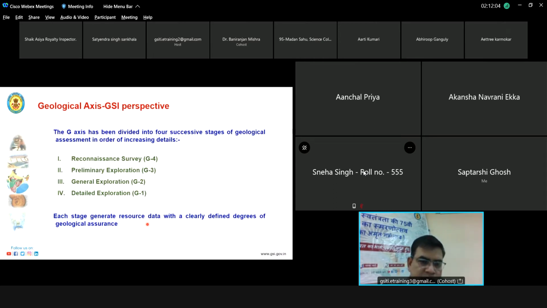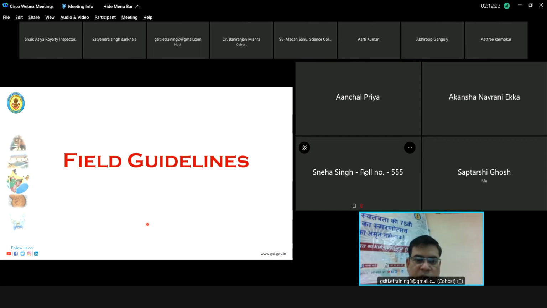I already told you that we have to increase our confidence. In the reconnaissance survey we have to deal with the broad area. Then in preliminary we have to squeeze out gradually up to the G1 stage. We have to define the block boundary, define the length and width of the mineral zone, like that. Then what are the field guidelines for minerals and others in UNFC?